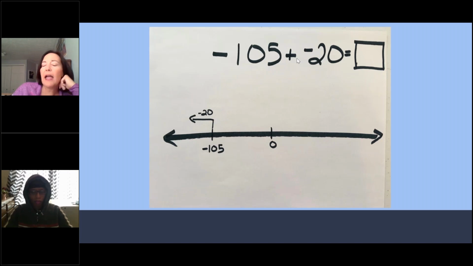So if I'm adding a negative, which way am I going to go, Lana? Am I going to go to the left or to the right? Will the numbers get smaller or will they get bigger? To the left. Excellent. To the left. Perfect. So if I'm at negative 105 and I go left 20 jumps, do you want to tell me where I would end up? If you were at negative 105.